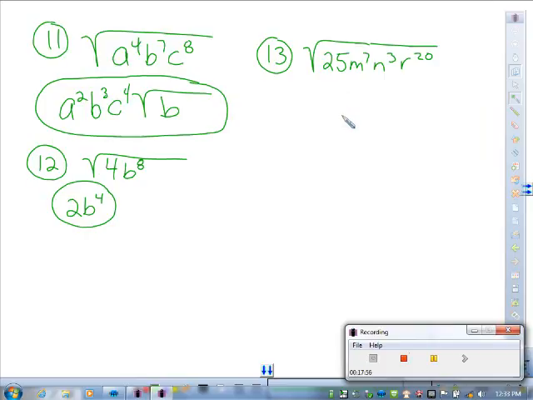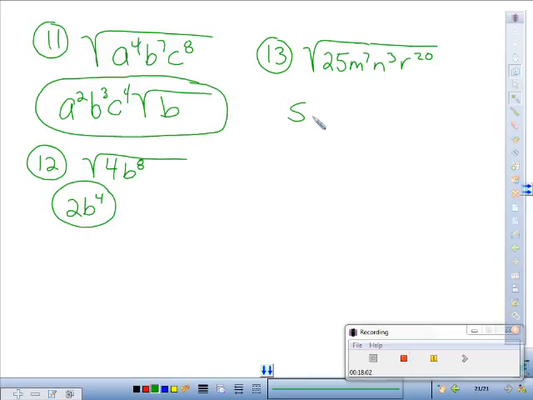Okay, so what do you think, James? Yep, 5's on the outside. What about M to the what? Yep, any M's left on the inside? Okay, N. Yes, and how many N's left inside? Okay, R to the, any R's left in there? Nope, there's your answer.